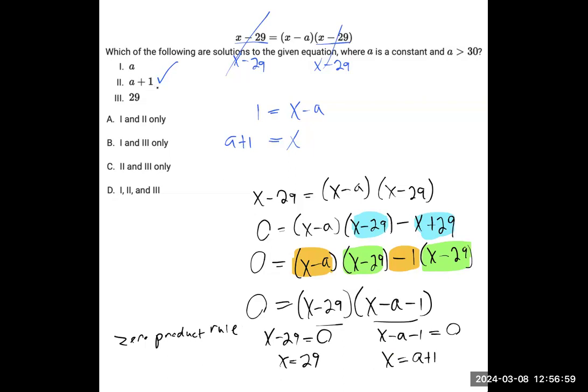Now that's the answer that we had gotten in the beginning, so it makes sense that we're getting it again, but we didn't have 29 yet, so that's 3, and the answer is C for this, 2 and 3.